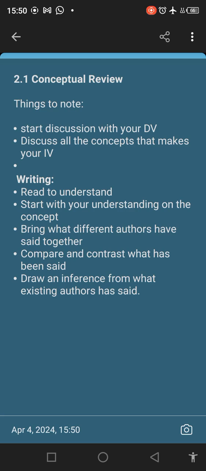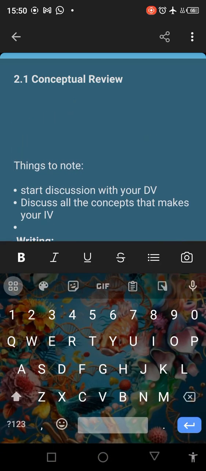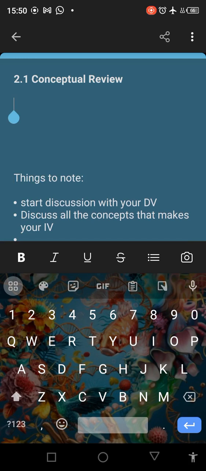Now, when we are talking about conceptual review, it is a session in your literature review where you are going to discuss all your concepts, all the concepts that make up your work. If you recall, both your dependent and independent variables consist of concepts. Those variables that you identify as your variables of measurement are concepts that need to be discussed.